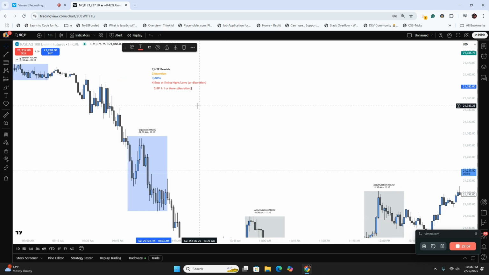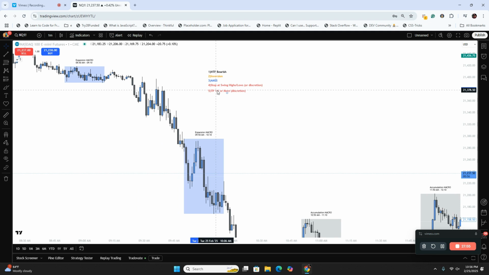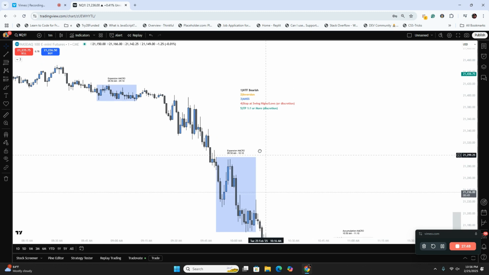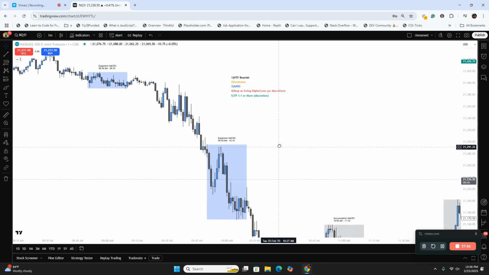And same thing as four. For five, you can also have your take profit at whatever your discretion may be. Okay, so those are our rules and signals we're looking for.